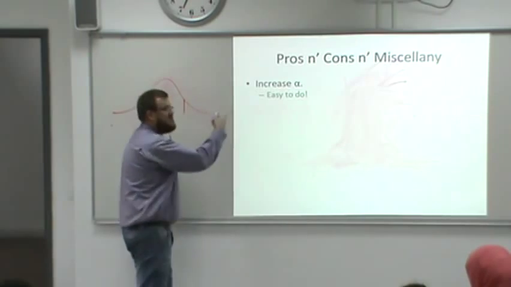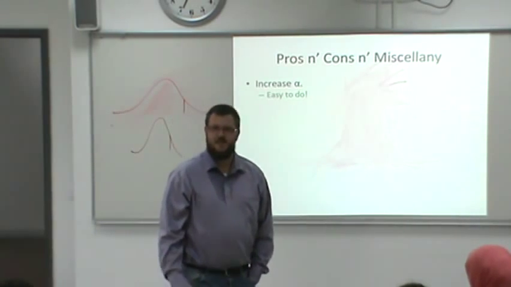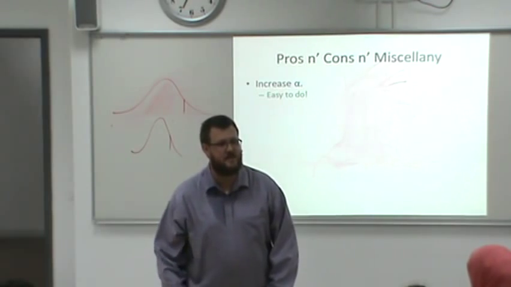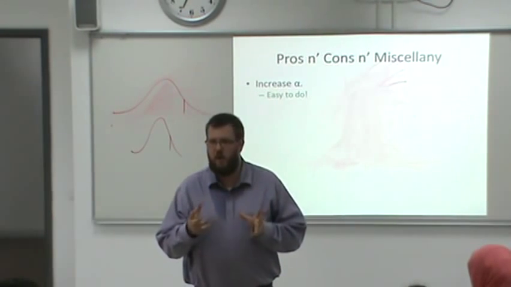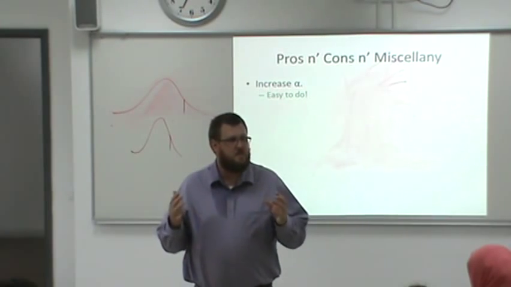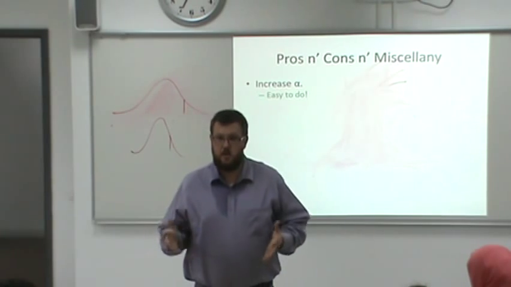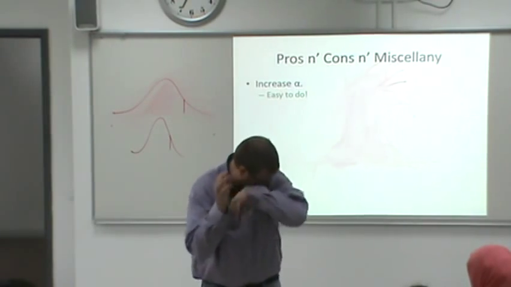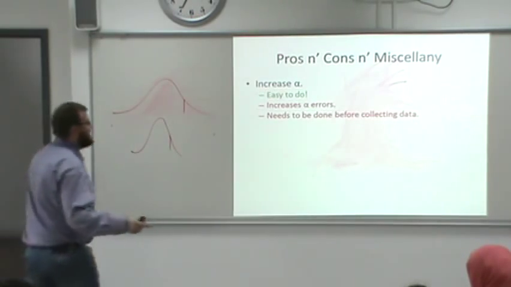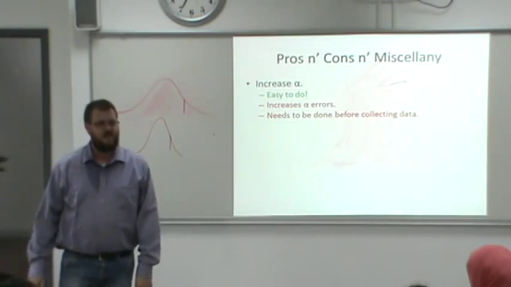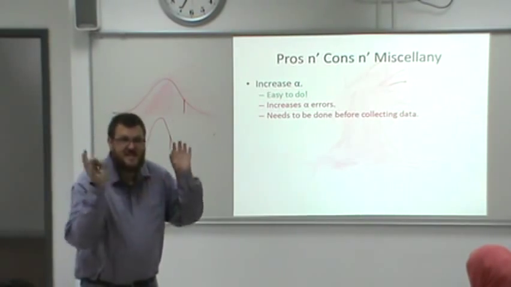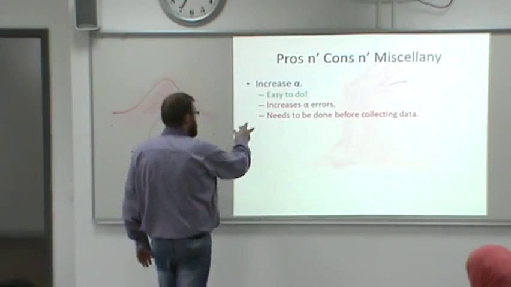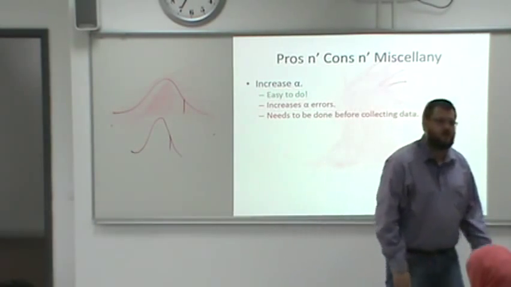So some pros. This is really easy to do. Really, really easy to do. I mean, what alpha do you want to use? I don't know. 0.10. Okay, you just increased it, right? So we said that the alpha of 0.05 was kind of arbitrary in that in psychology, you like to use 0.05, right? But you can set it to 0.1 if you want. You can set it to 0.2 if you want. The problem with this is that then you increase your alpha errors. So we look at other ways that we can increase power without messing with alpha errors, where our alpha stays the same. So if you're going to do this, you need to decide this before you collect your data and run the analyses.